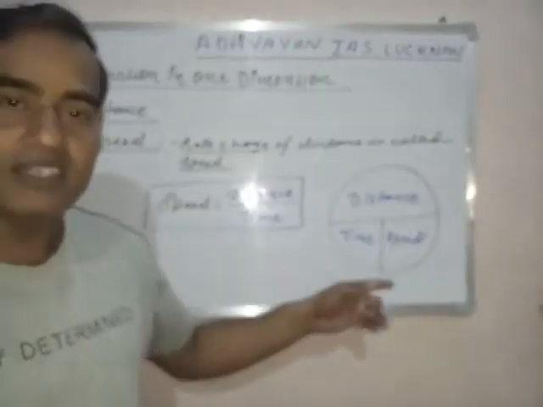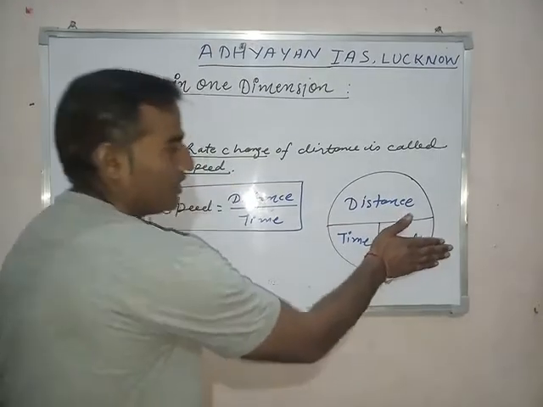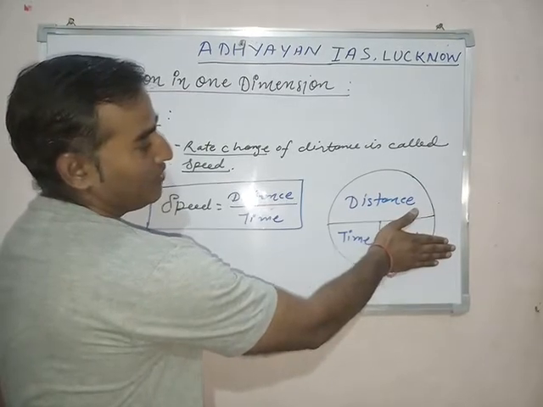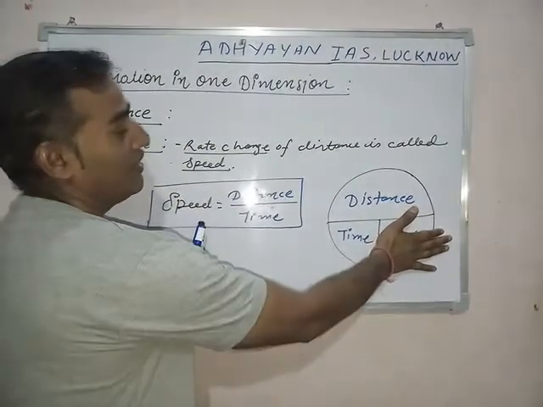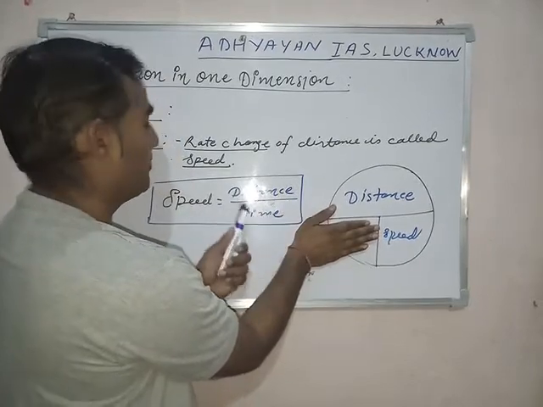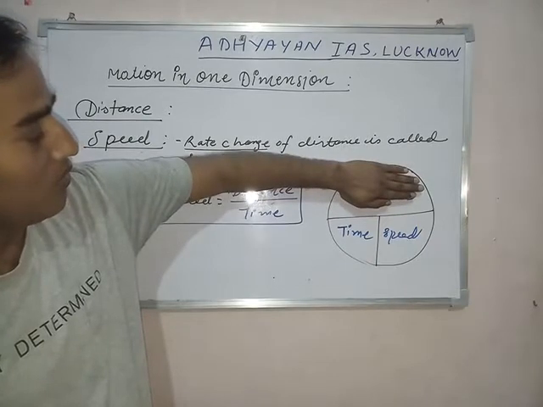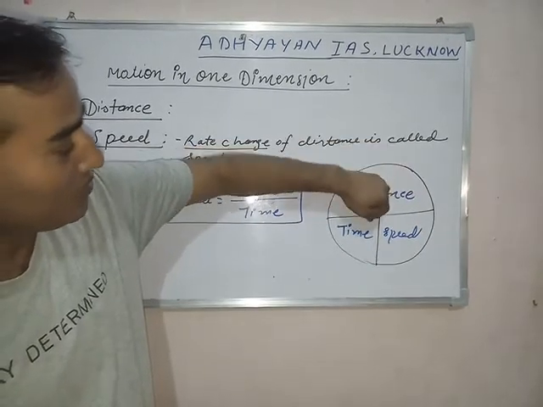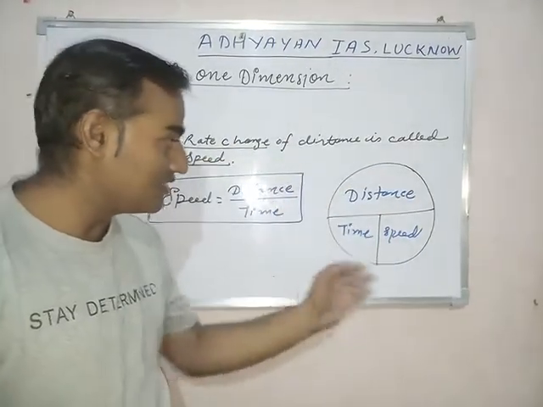If you want to get the speed, you cover the speed. What do you see? Distance upon time. What I covered is speed, so speed equals distance upon time. If you want to find time, cover the time and you get distance by speed. If you want the distance, cover the distance. What is left? Time and speed. So distance equals speed into time. All the three basic quantities are related in this circle.